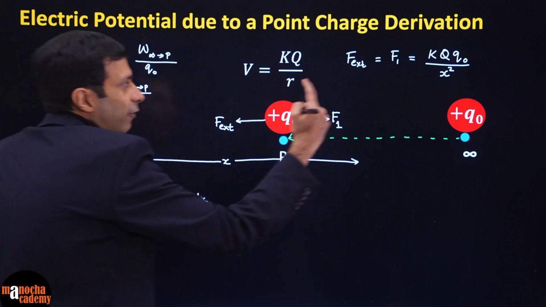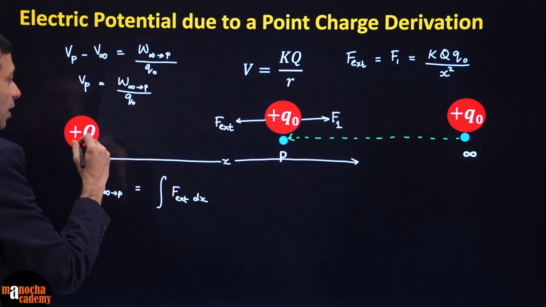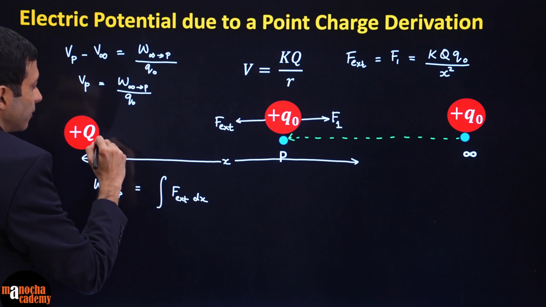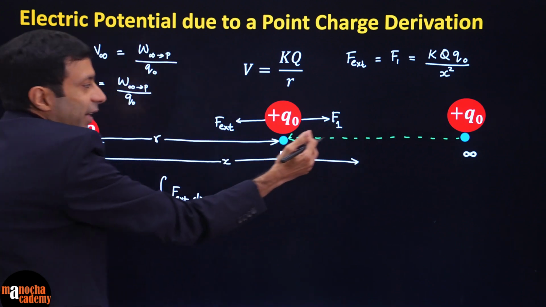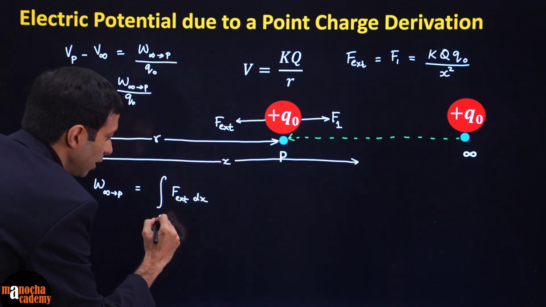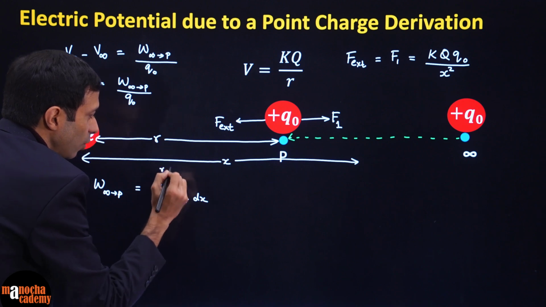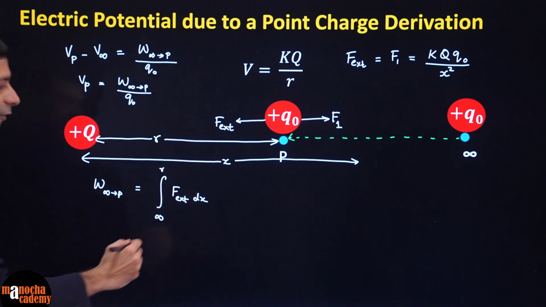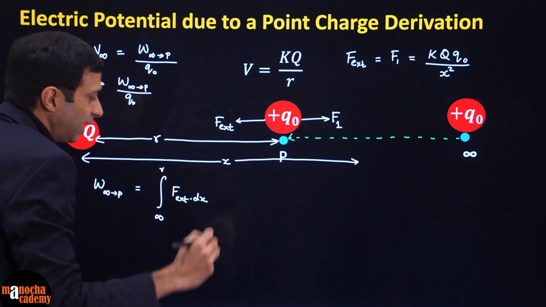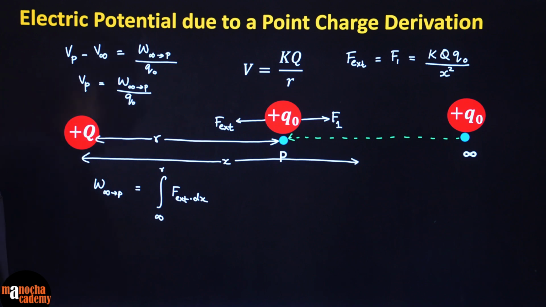From where are you integrating from? Infinity to, let's say this distance is r. So we are bringing it from infinity to r, so our integration limits will be from infinity to r. Does this make sense? F external, and you can say dot dx over here, right? Is this clear? Now let's start substituting stuff here.